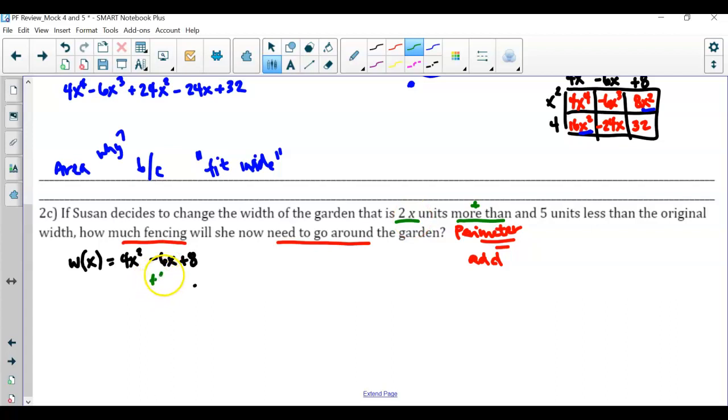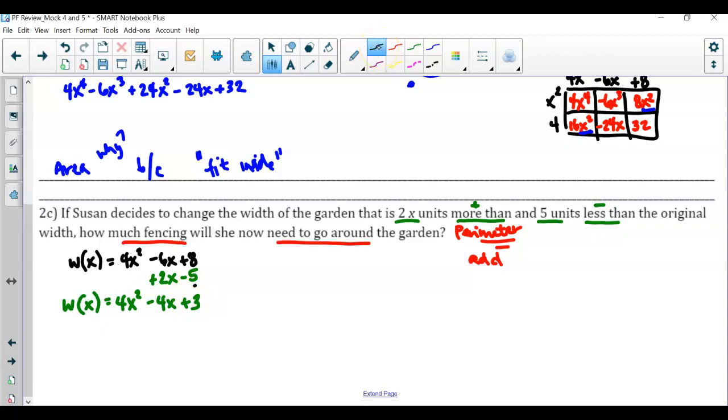So I'm adding 2x's. Notice how I'm lining up like terms here. And then 5 units less than. So we're subtracting 5 now from the original. And I'm going to subtract 5 again, like terms. So now what is the new width? The new width is 4x squared minus 4x plus 3.